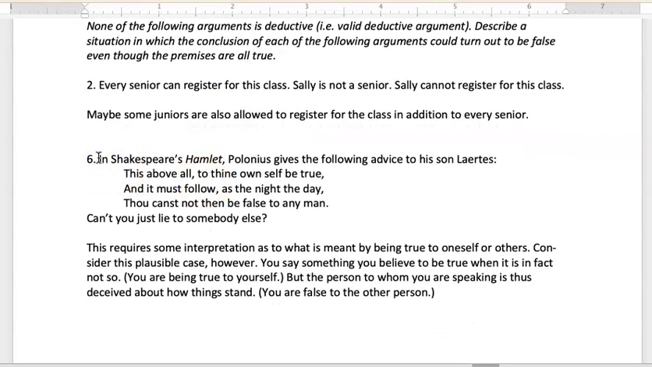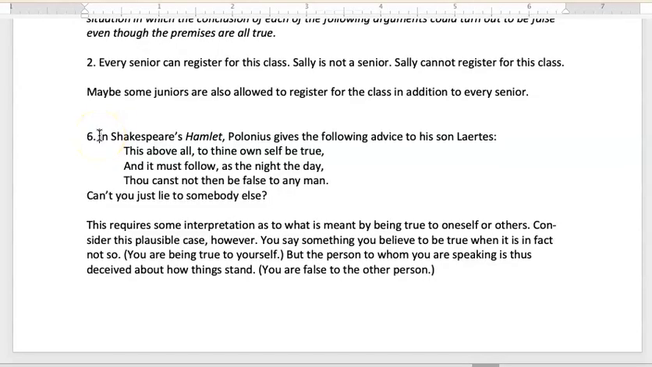And number 6, this one's a bit silly, sorry. Perhaps the lesson on this one will be different. But let's look at it. In Shakespeare's Hamlet, Polonius gives the following advice to his son Laertes. This above all, to thine own self be true. Like, be true to yourself. And it must follow as the day follows the night, or as the night follows the day, thou canst not then be false to any man. It just seems like even if you're true to yourself, you could still lie to somebody else.